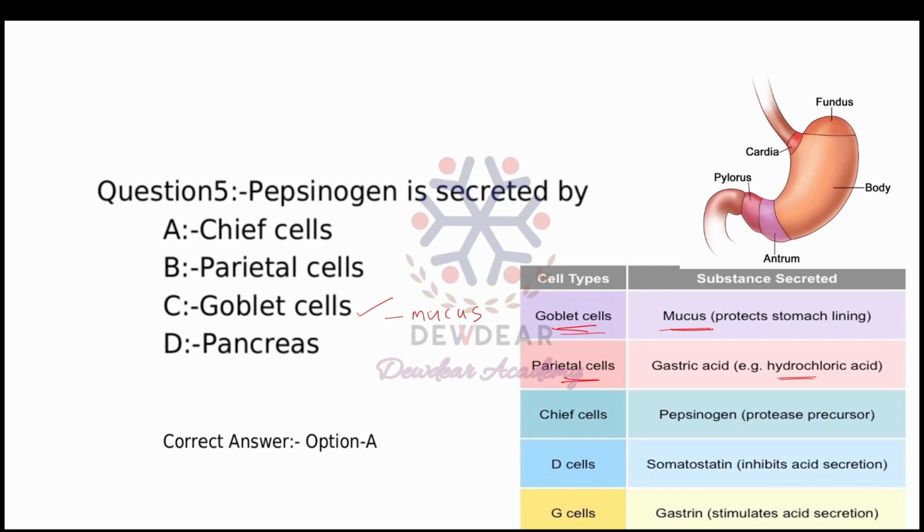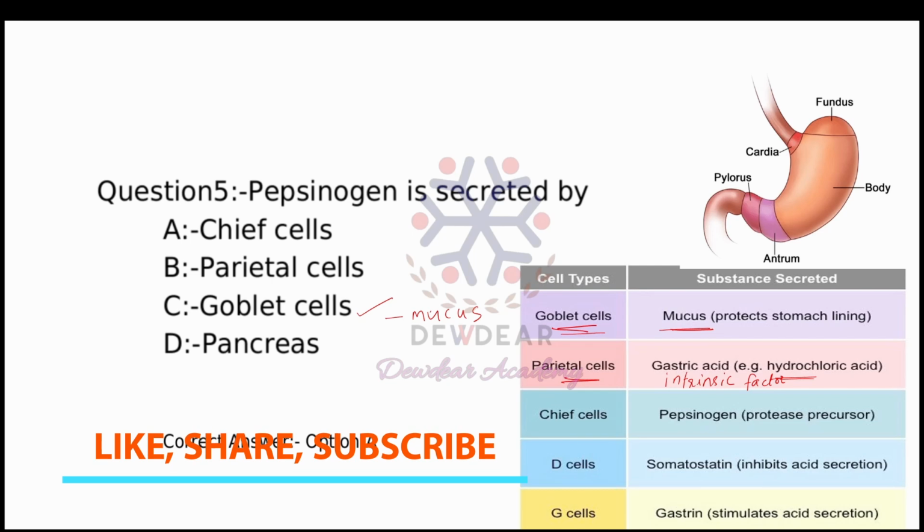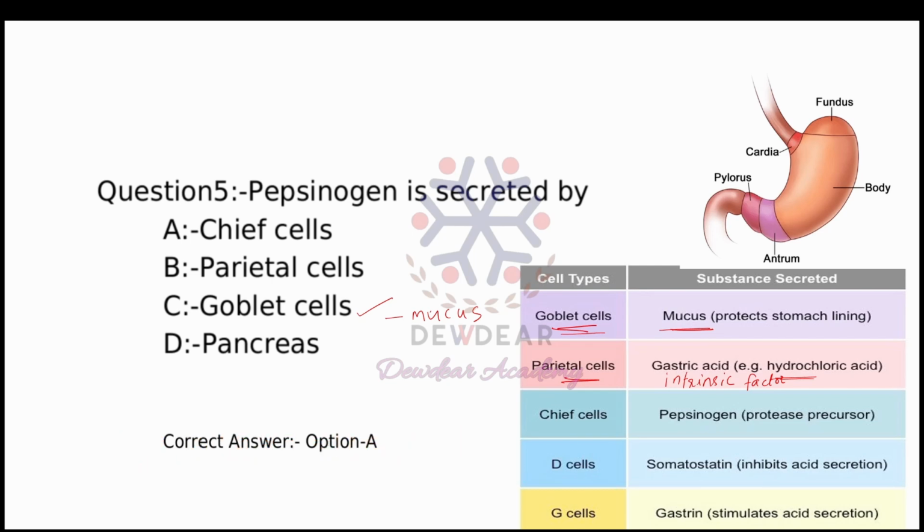The parietal cells also secrete intrinsic factor, which is a protein essential for absorption of vitamin B12 in the small intestine. So this protein is helping in vitamin B12 absorption in the small intestine. So goblet cells secrete mucus, and the parietal cells secrete hydrochloric acid and also the intrinsic factor.